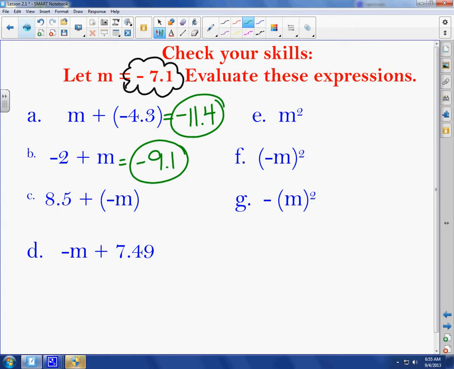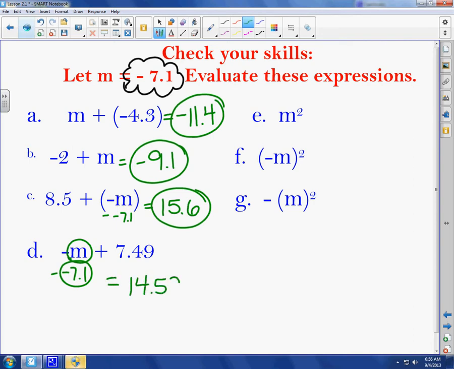8.5 plus a negative m. If I have a negative 7.1, that becomes a positive. So I'm going to do 8.5 plus 7.1, which is 15.6. This one would be negative m, and then negative 7.1, because remember m, if I put in m, I have to put in this whole piece. So the negative stays, and then I put in negative 7.1. So that is 7.1 plus 7.49, which equals 14.59.